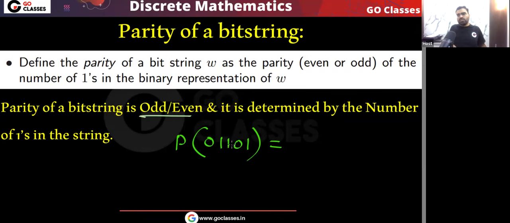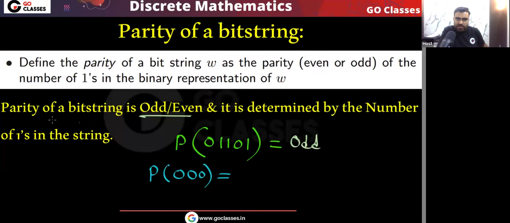Here in this string, how many ones do you have? Total 3 ones you have. So the number of ones is odd, so the parity of this string is odd. I hope you understood. The parity of any bit string will be odd or even, and that is determined by the number of ones. For example, in this string, how many ones do you have? There is no one, or I can say there are 0 ones, so there is an even number of ones, so the parity of this string will be even.